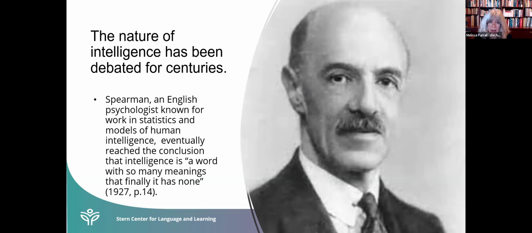So let me just say, this idea, what constitutes intelligence, has been debated for many, many years. And here you have Spearman, who might be regarded as one of the saints of the field of intelligence. He did a lot of work in statistics and also in what made people smart. And he has this really fascinating quote, from the 1920s, that intelligence is a word with so many different meanings that finally it has none.